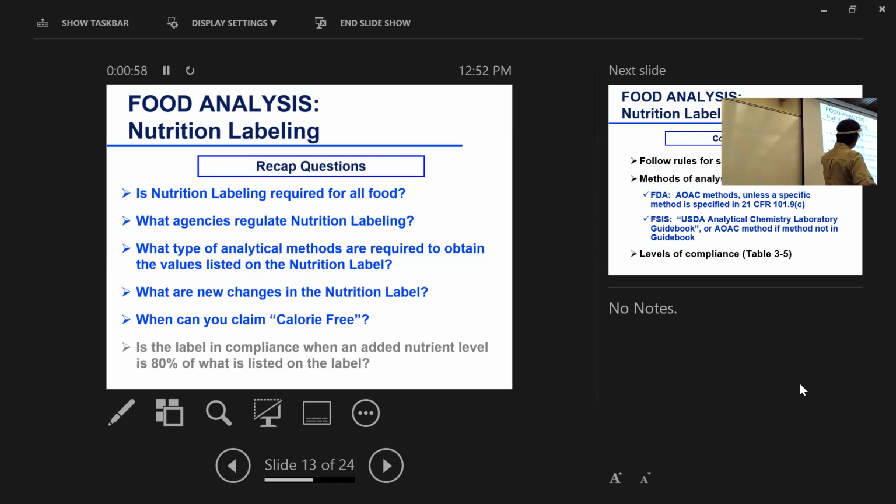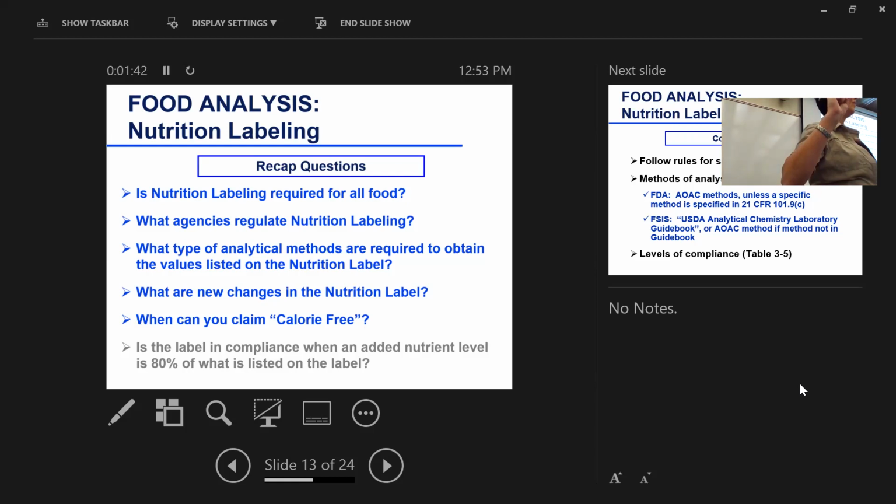Okay, what type of analytical methods are required to obtain the values listed on the nutrition label? This is a common question that I like, and you might see it in a quiz. When I say what type, I'm not asking for a specific method, but a category of methods. Radhika? Official methods of analysis. So that is what I mean when I say what type. It kind of throws students off sometimes, like, what am I asking? Type of a method, specific method? No, I'm asking about a category. Official methods of analysis for nutrition labeling.